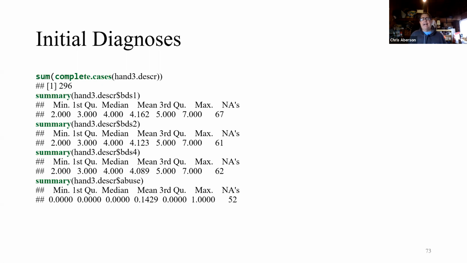Just some initial diagnostics here. These are the variables that had missing data. We can see there's no more than 67 missing cases on any one variable, but overall in this data set, there's only 296 total complete cases. So there's a lot more missing data. The individual ones build up, and we get like 30 or 40% of our data lost.